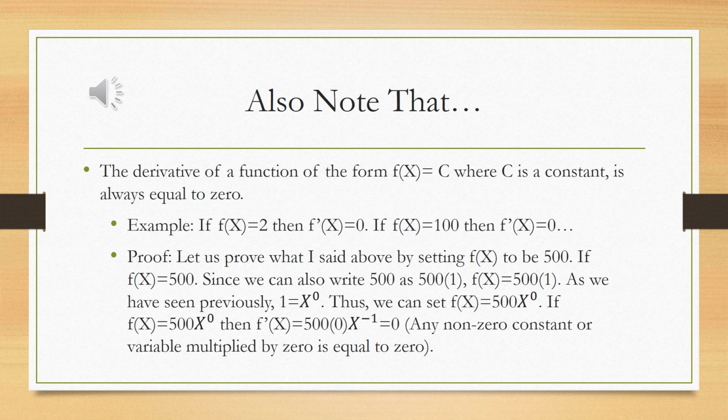Let us prove what I said by setting f of x to be 500. If f of x is 500, since we can also write 500 as 500 times 1, f of x equals 500 times 1. As we have seen previously, 1 equals x to the 0. Thus, we can set f of x as 500 x to the 0. If f of x equals 500 x to the 0, then f prime of x equals 500 times 0 x to the minus 1, which is 0. Any non-zero constant or variable multiplied by 0 is equal to 0.